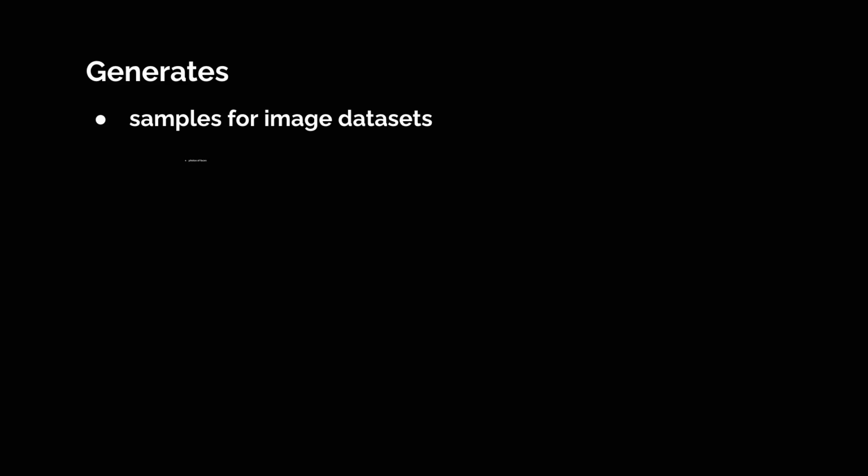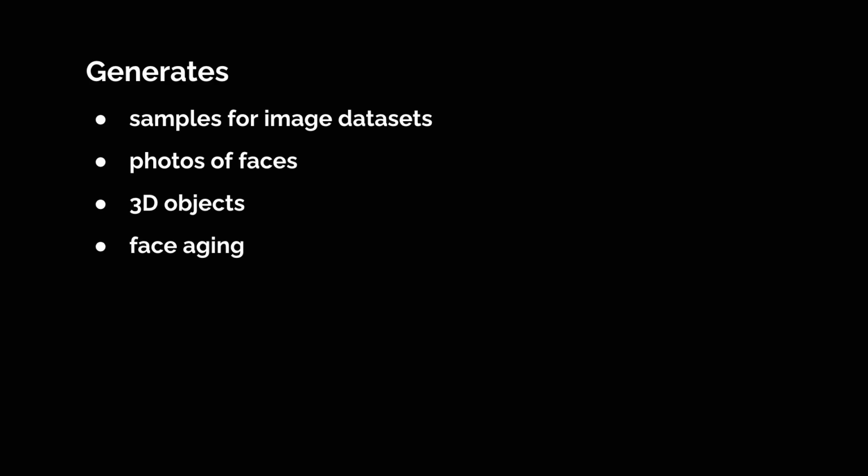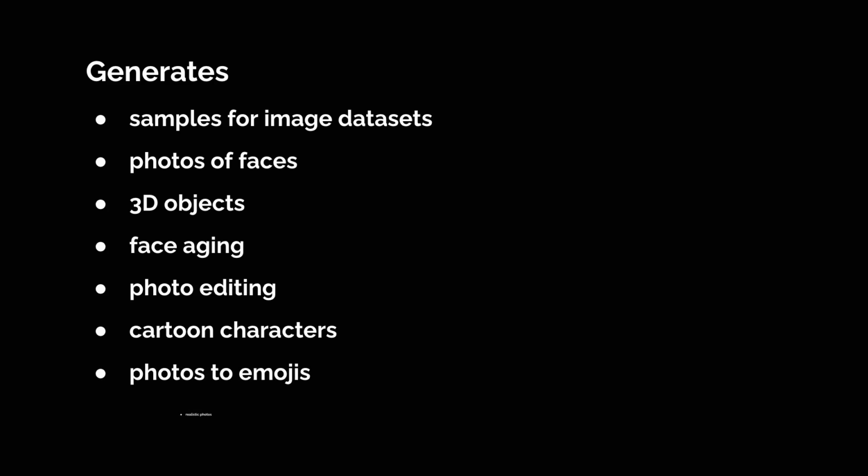For example, samples for image data sets, photos of faces. So yes, this neural network can generate not just drawings, but also photographs, as well as 3D objects. And in face aging applications, a generative neural network is what's used to do the photo alteration and to create that face aging effect. And as well, this type of neural network is used in photo editing and to create cartoon characters, to convert photos to emojis, and to create realistic photos. So you can use an algorithm to create content, and that content is relatively realistic looking depending on what the neural network is trying to create.